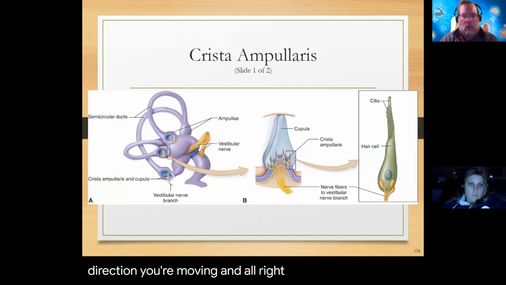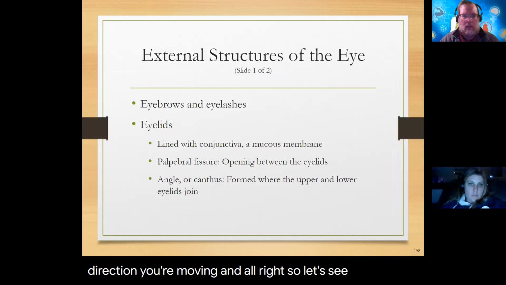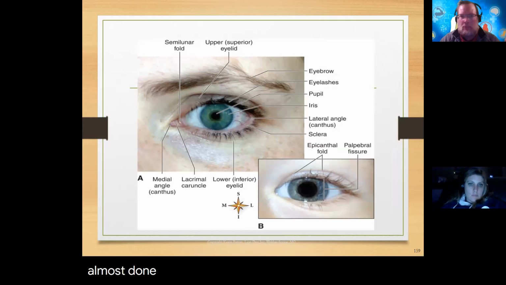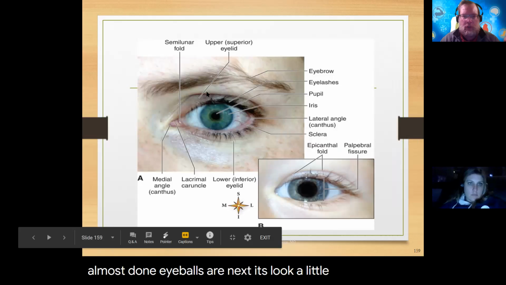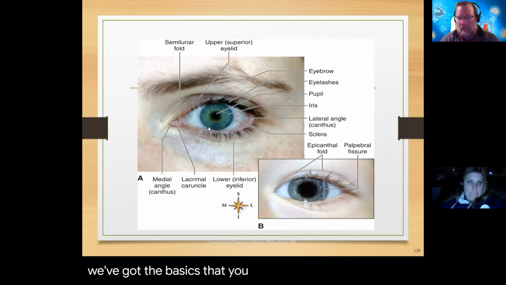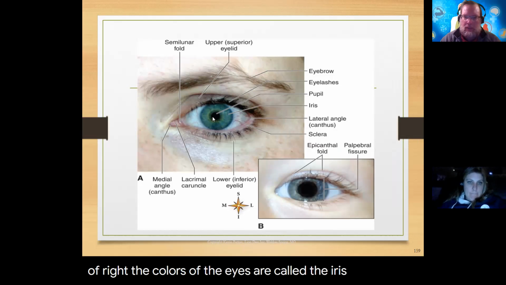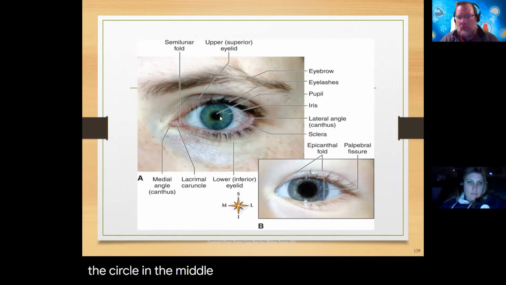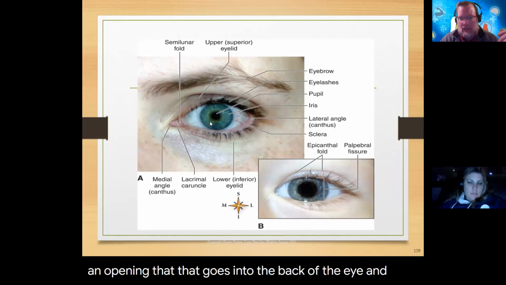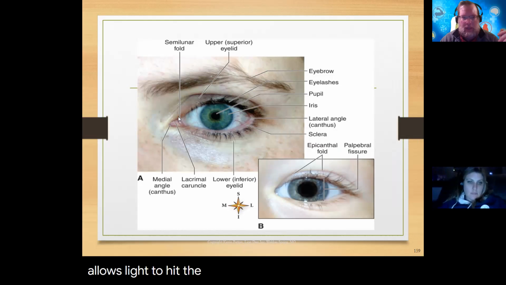All right. So let's see. We're almost done. Eyeballs are next. Let's look a little bit at vision. We've got the basics that you probably already have heard of, right? The colored part of the eye is called the iris, and the circle in the middle we call the pupil. That's really an opening that goes into the back of the eye and allows light to hit the retina and get picked up by all of those specialized rods and cones.